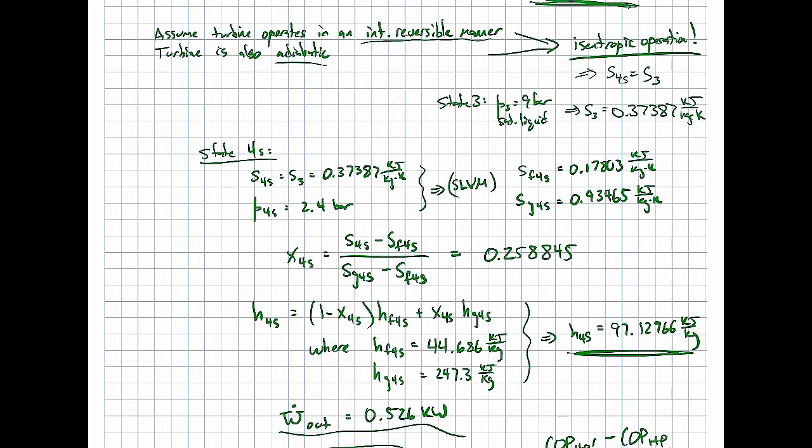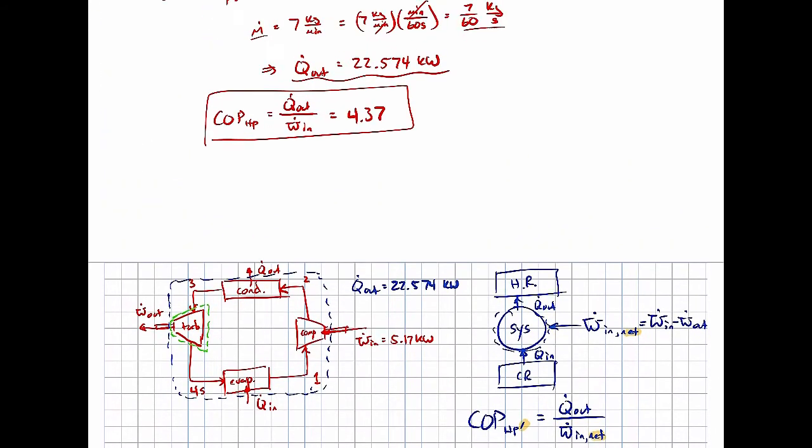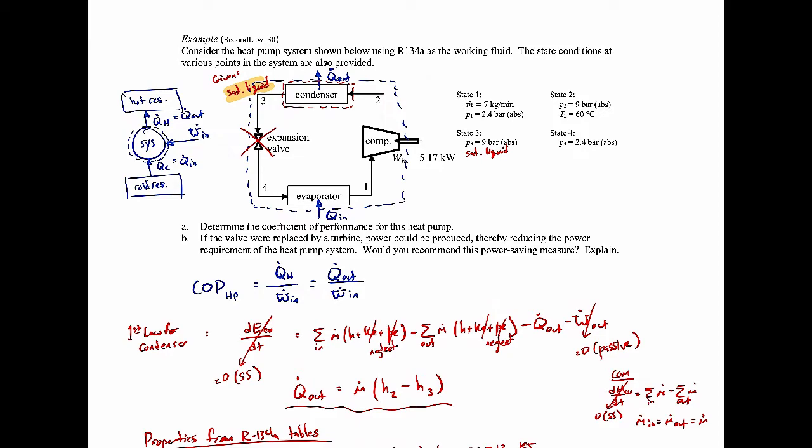So when you factor all these things in together, you have a relatively small increase in performance, but it'll increase the cost and complexity quite a bit, and the turbine will probably wear down pretty quickly because of the presence of all that liquid. In the end, I wouldn't recommend incorporating a turbine. So that's really the answer to part B here: would you recommend this power saving measure? And the answer is no, not really, because other factors become important and you just don't get that much of a benefit from an increase in thermal efficiency.